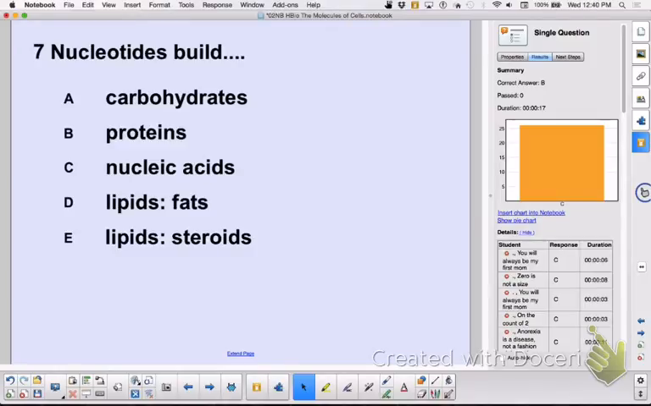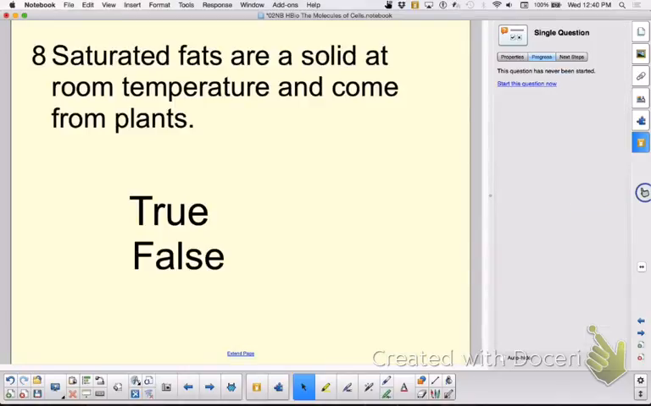Wait, it missed it. It's wrong. Nucleotides build what? Nucleic acids. I'm so sorry. Okay, guys, I want to blaze through these. I'll just say them out loud because you only have 10 minutes till your next class.